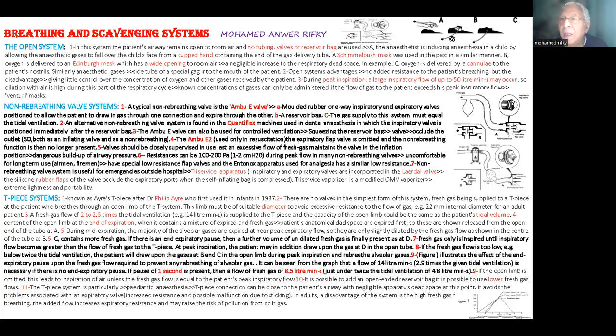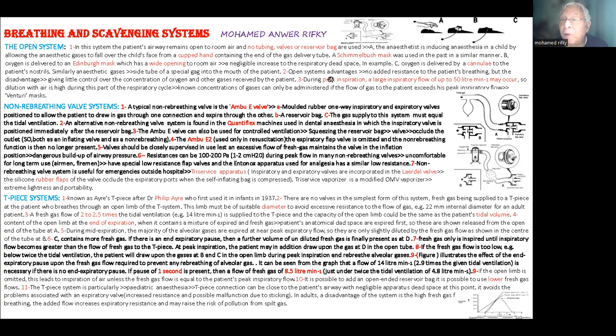The second figure shows what we call the Edinburgh mask, which has a wide opening. This, of course, minimizes the dead space. The third one, where we introduce a cannula near the mouth of the patient by a special gag into the mouth of the patient.